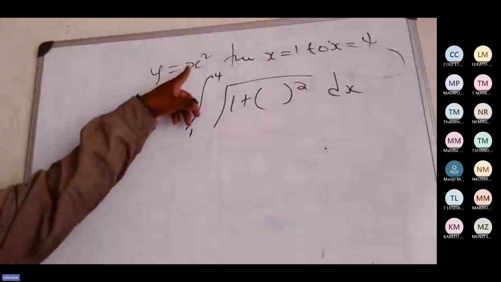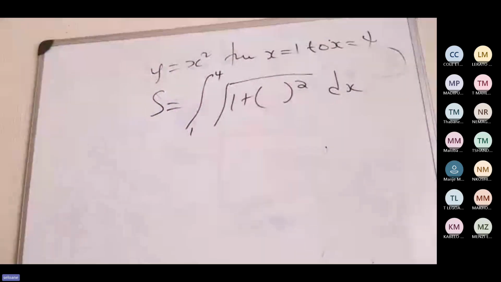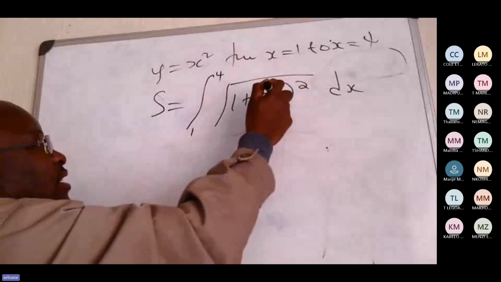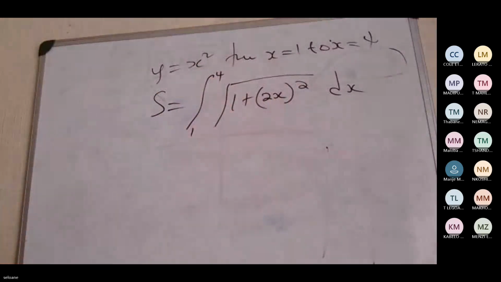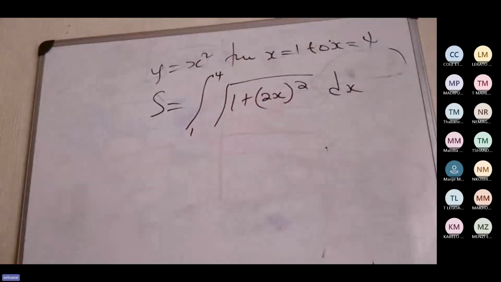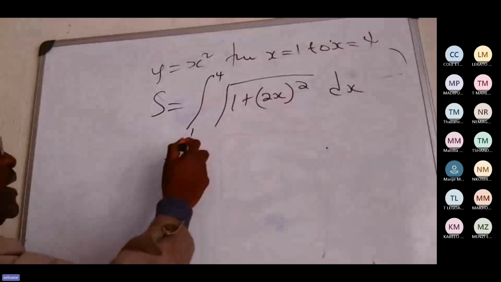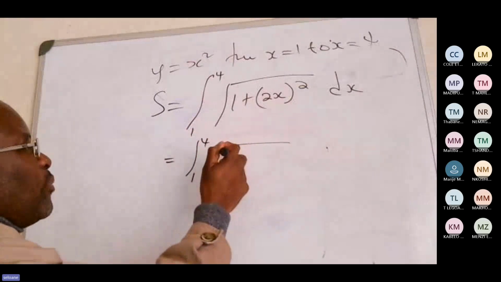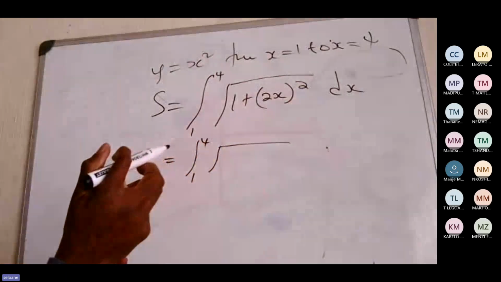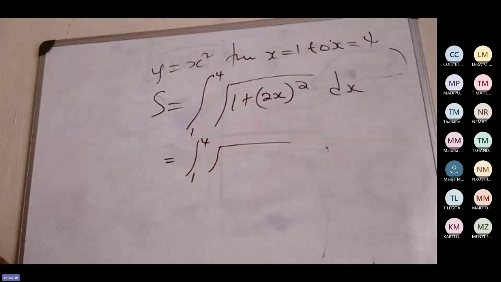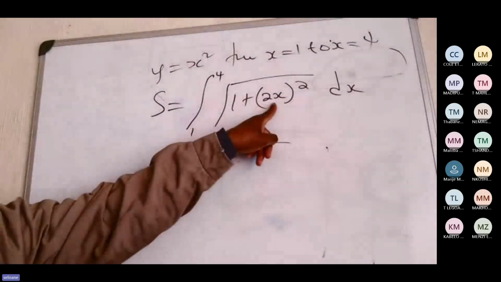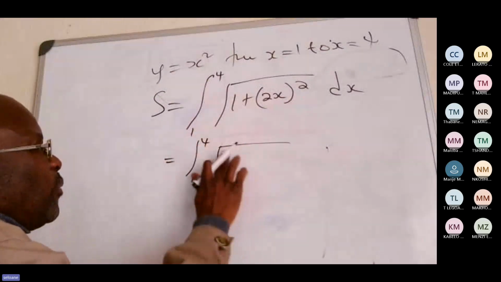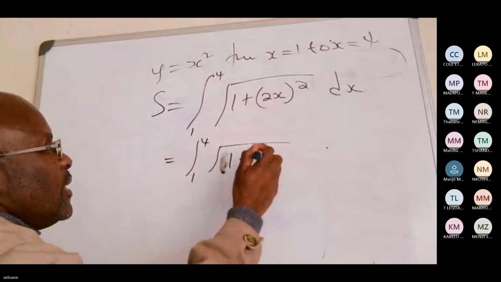And this is y equal to this. And what is dy/dx here? dy/dx here is 2x. You see, dy/dx is 2x. Then this will be from 1 up to 4, the square root of 1 plus, but do we even have to remove the brackets here? Do we even have to square it here? Okay, then I just square it. It will be 1 plus 4x squared dx.